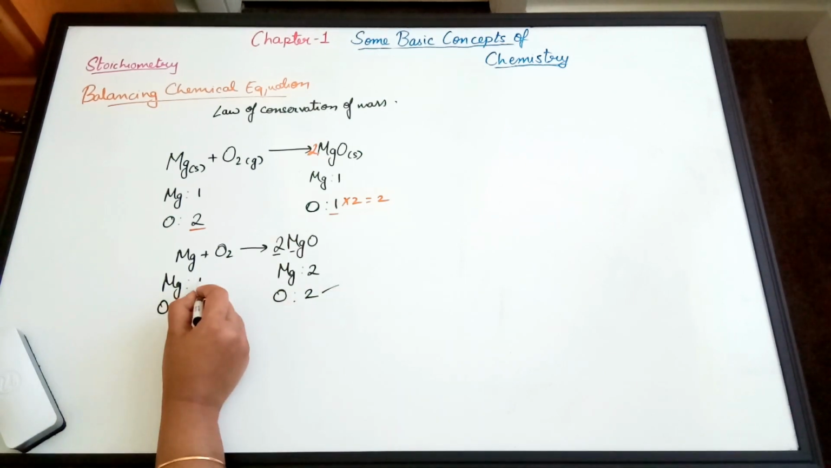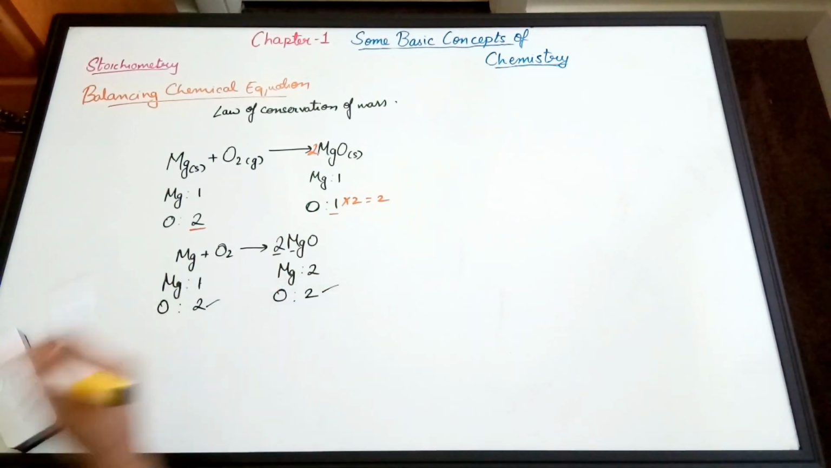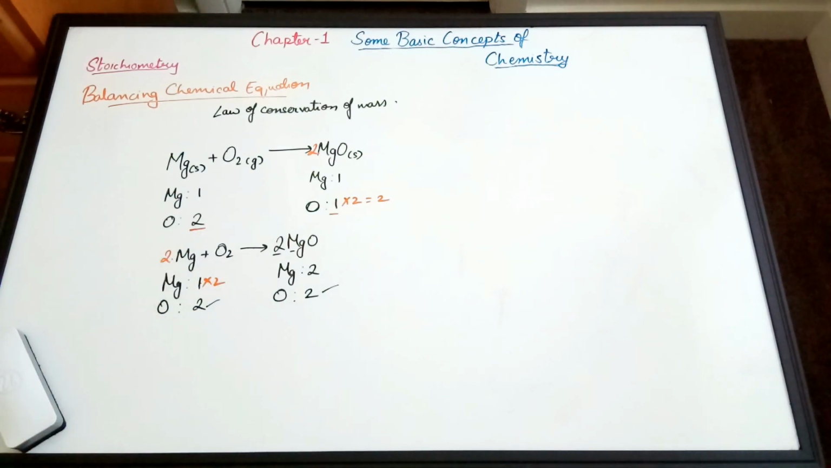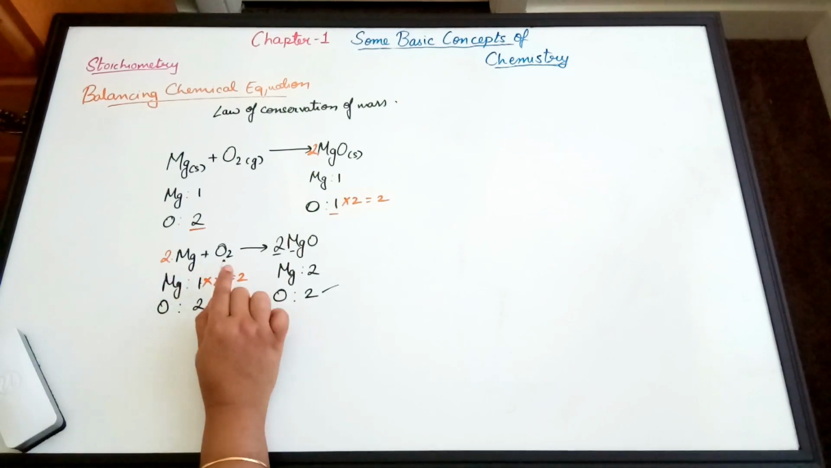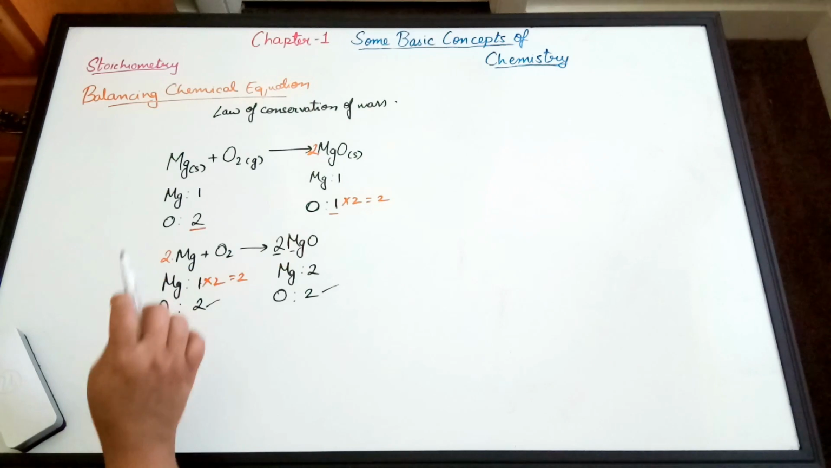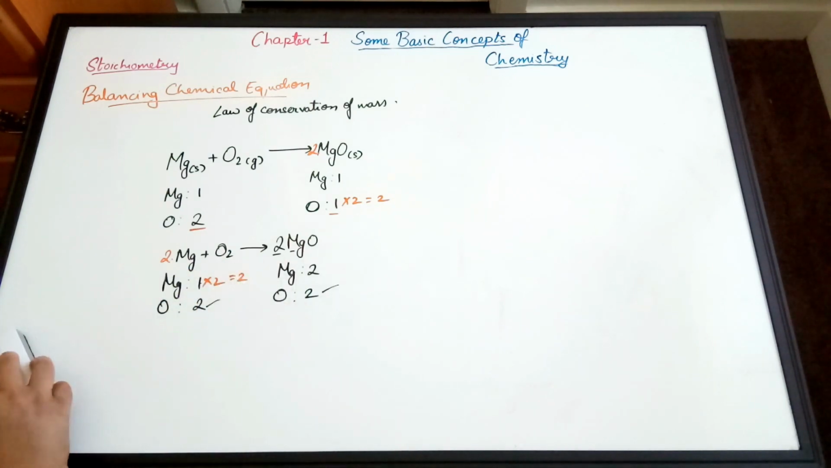Right. So how do you convert this to this? You just multiply it by 2, which means you have to write it as 2. So here you have 2 atoms of magnesium, 2 atoms of oxygen. 2 atoms of magnesium and 2 atoms of oxygen. Notice I did not make a change on the right side. I only made a change on the left side of the particular substance.